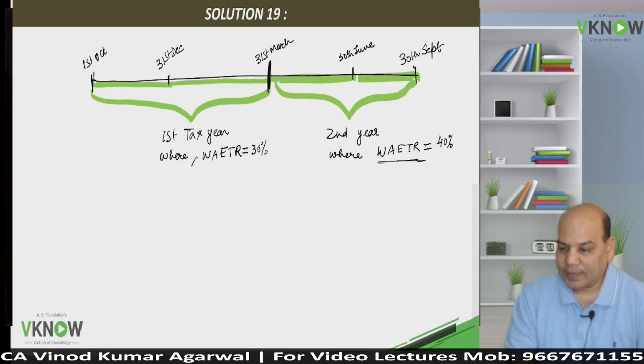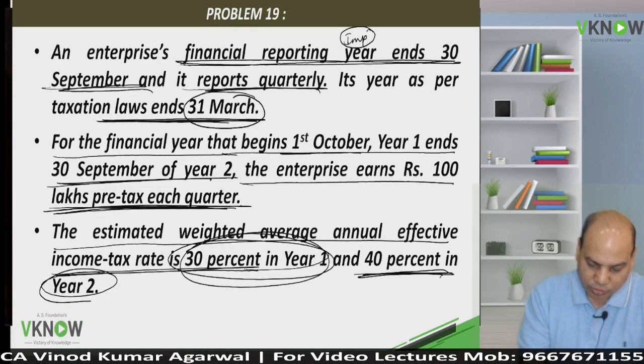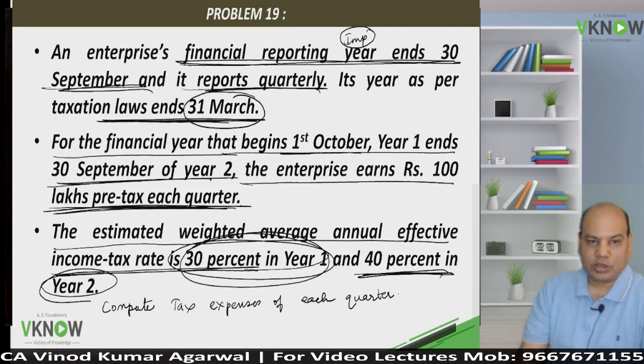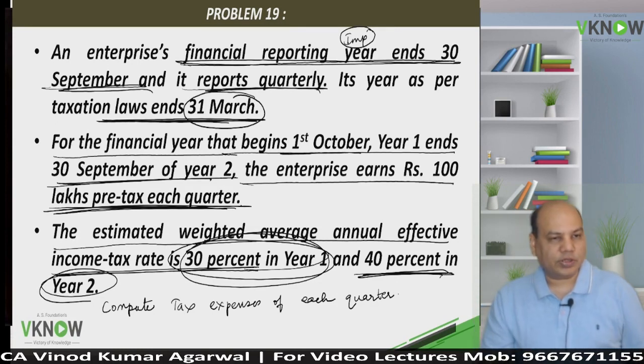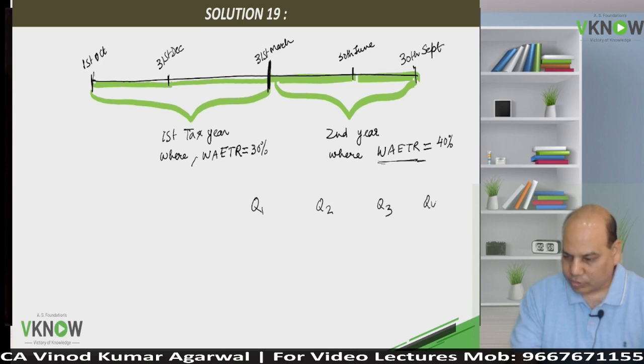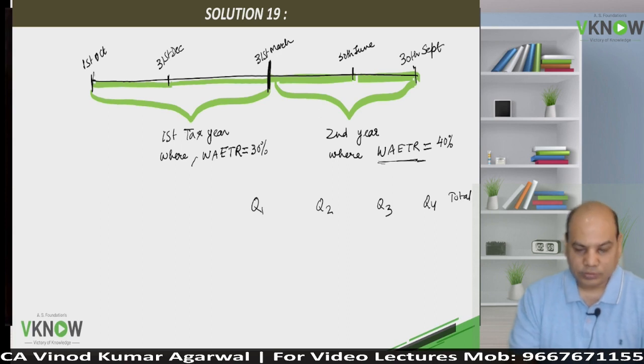So the question is, compute the tax expense of each quarter. You have to write here: compute tax expense of each quarter. Okay. So now my answer would be quarter 1, quarter 2, quarter 3, quarter 4, and maybe you can add total column also.